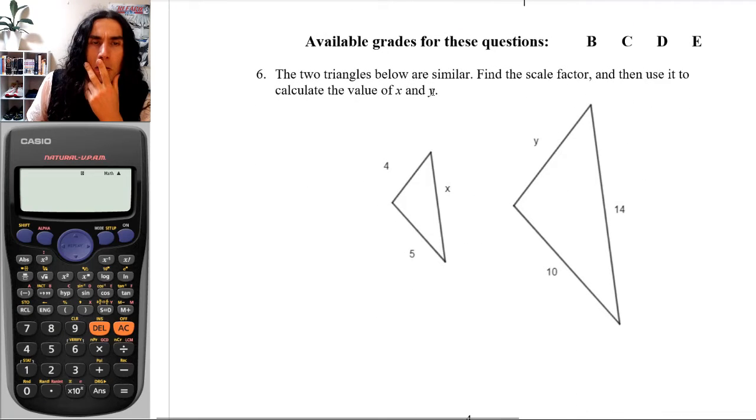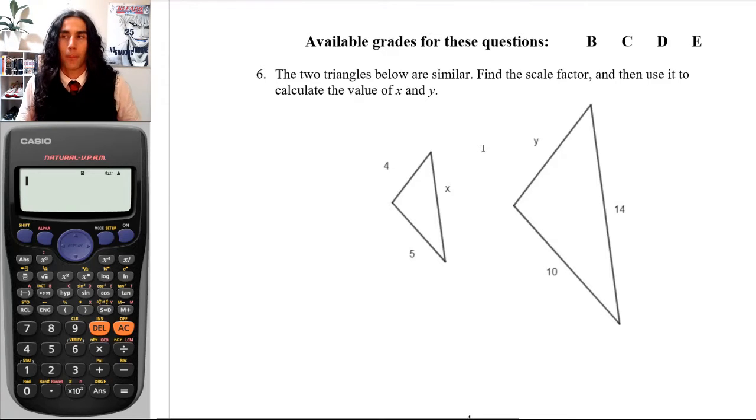The 2 triangles below are similar. Find the scale factor and then use it to calculate the values of x and y. This time, you have a go. Then I give you the answers. Answers in.